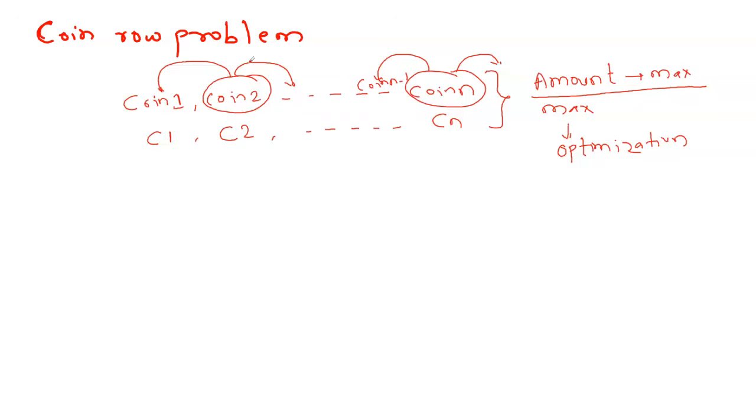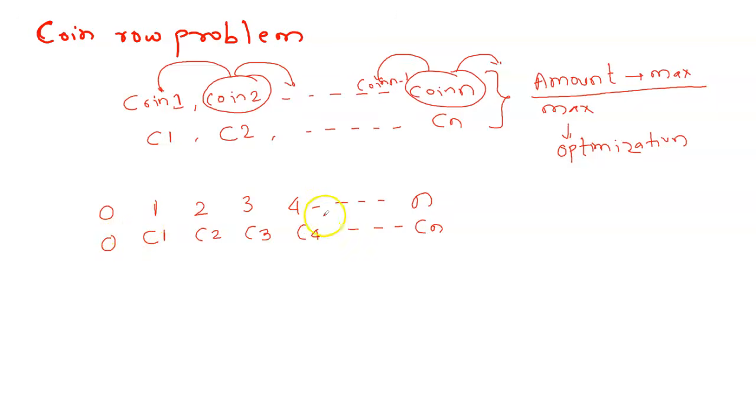We know that these coins are placed in a row: first coin, second coin, third coin, fourth coin, like this, up to n coins, and their costs are already mentioned as C1, C2, C3, C4, and so on up to Cn. So the last coin cost is Cn. Before coin 1 there is no coin, so the 0 coin cost is 0.